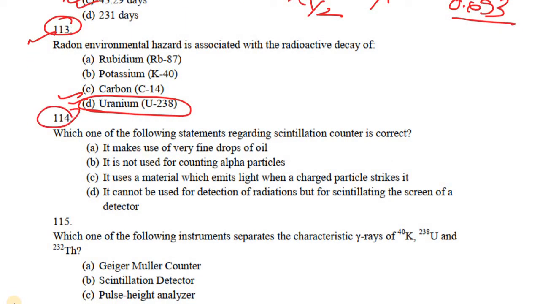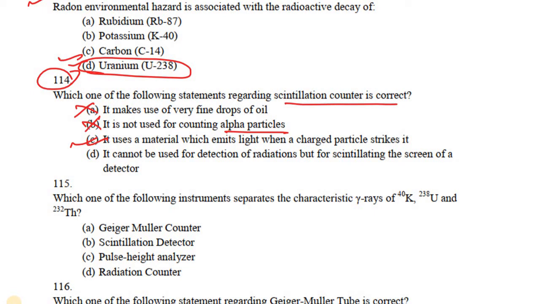Question 114: which of the following statements regarding the scintillation counter is correct? It makes use of very fine drops of oil. This is incorrect. It is not used for counting alpha particles. That is also not correct. It uses a material which emits light when a charged particle strikes it. This is the correct one, because it uses the photoelectric effect and also photo amplification.